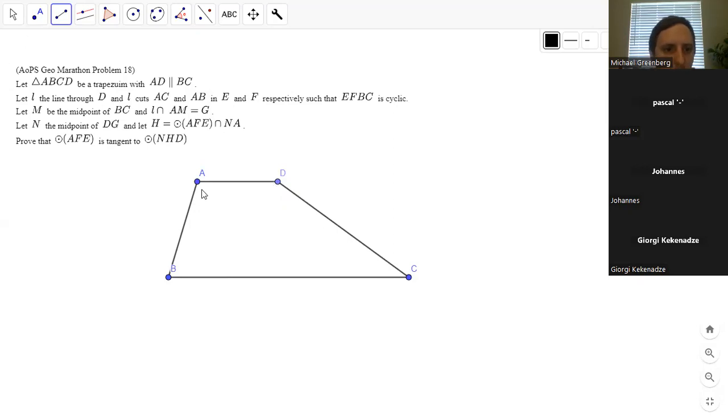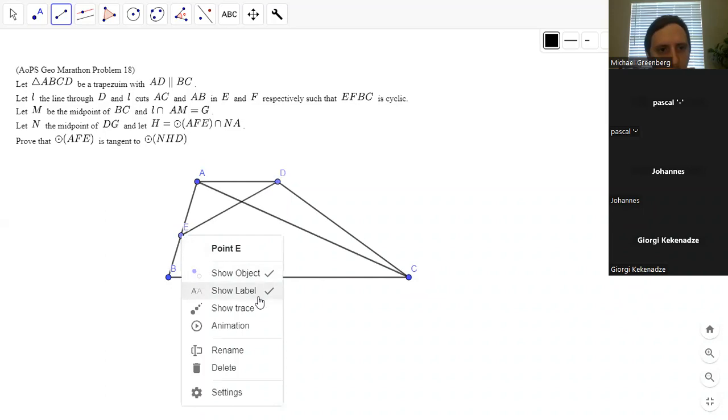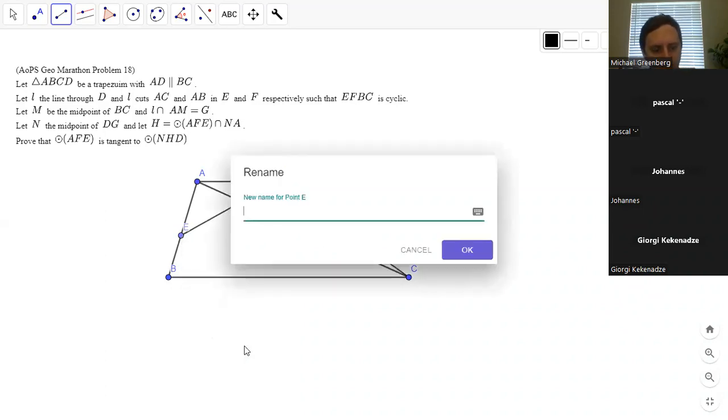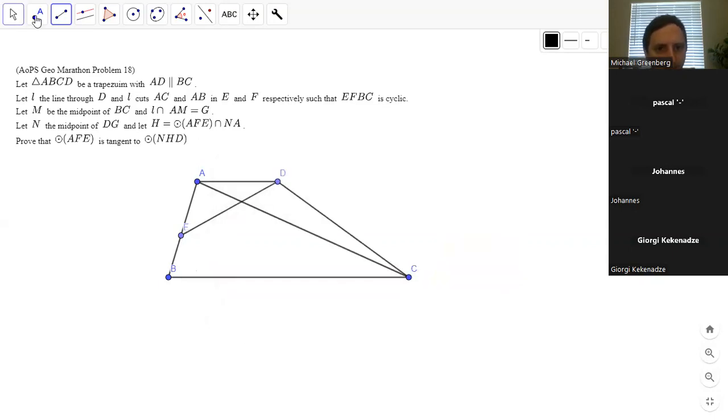All right, so it's going to be any line. Seems like it. Cuts. So this should be F. And this should be E. Oh, such that EFBC is cyclic.